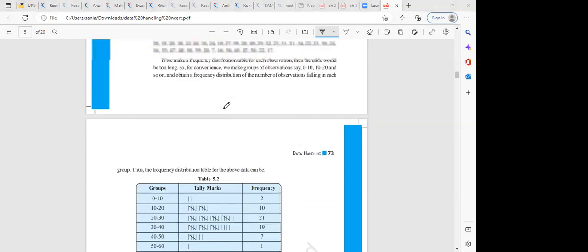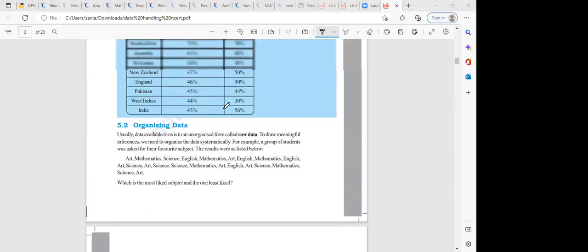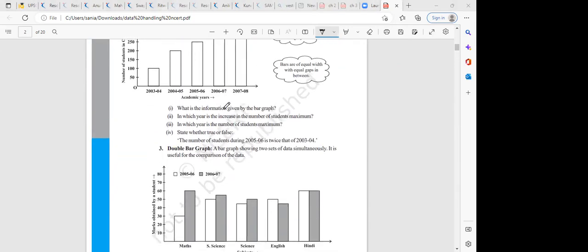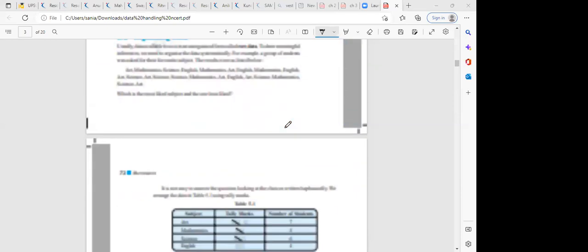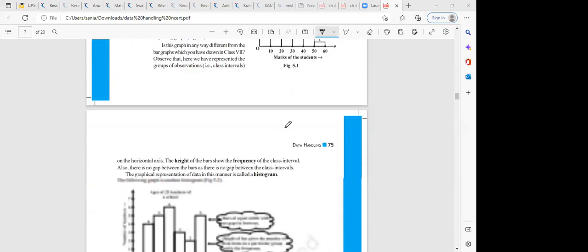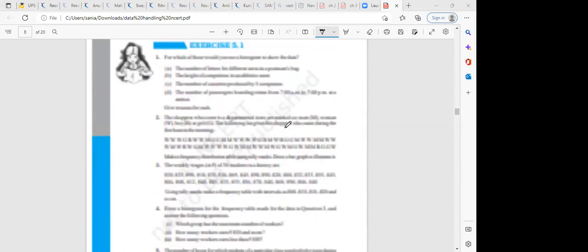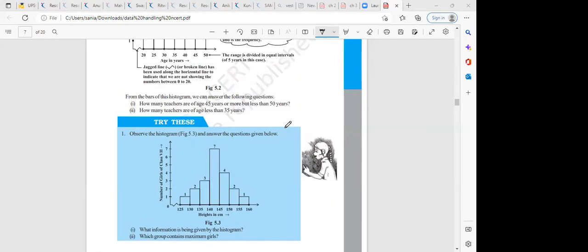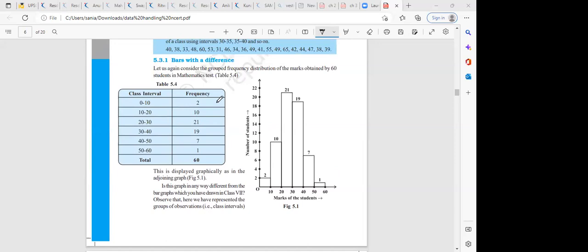Okay, so let's just start. Basically, for example, this is your data. You know the bar diagrams, but there are basic rules to draw the bar diagram, that we will check. So for example, this is the data.